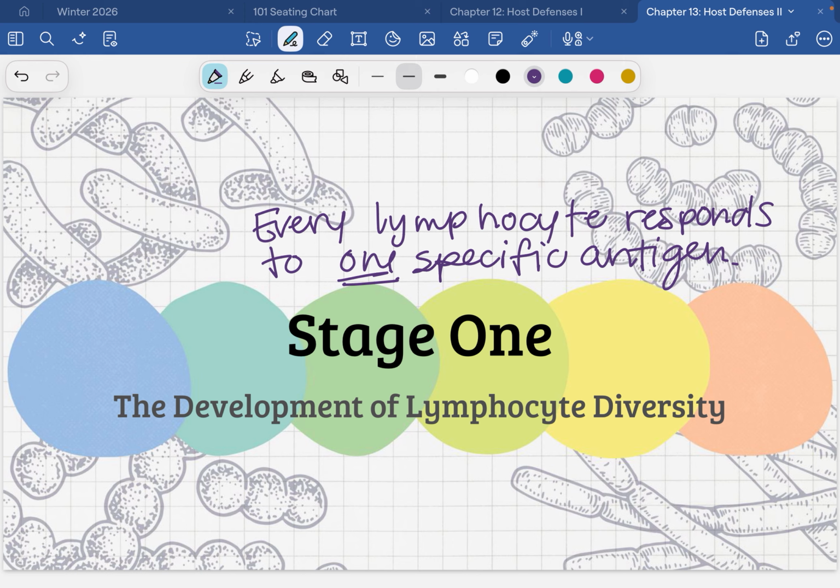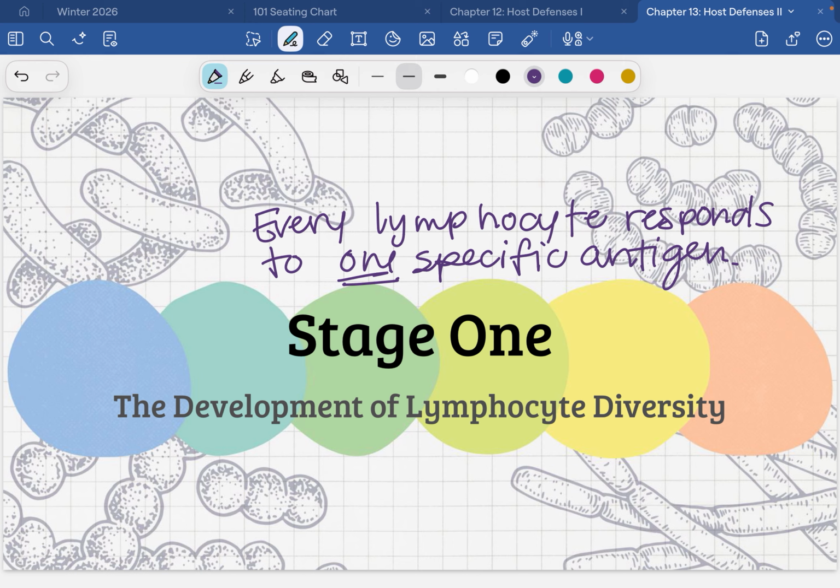Okay? So instead of looking at all of the individual things that could be wrong, each individual cell is given one job and one job only, and that is to look for one specific antigen. We're going to talk more about what an antigen is in a minute, but an antigen is basically anything. It's just something that is unique to a specific cell, be it a protein, a sugar, anything else. But every single lymphocyte in your body responds to one and only one antigen.